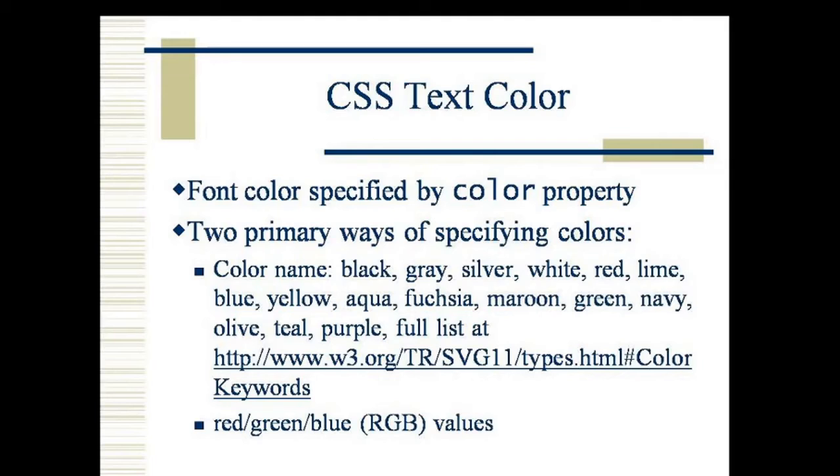Two primary ways of specifying colors: first of all, you can use the color name like black, gray, silver, white or whatever, and then you can also have the full list of all the colors that can be supported by the HTML CSS that is given in this link, w3.org/TR/SVG11/types.html. Then you can also provide the RGB values of the various colors for a particular element.